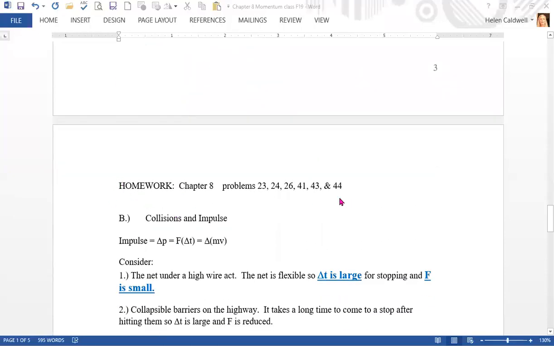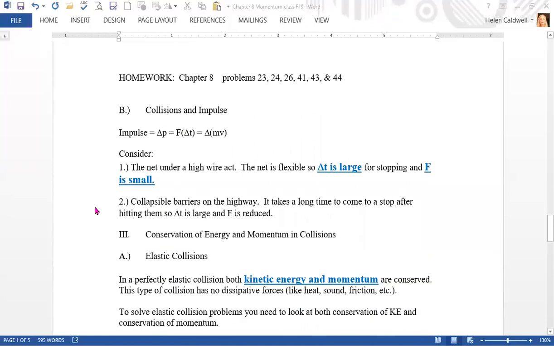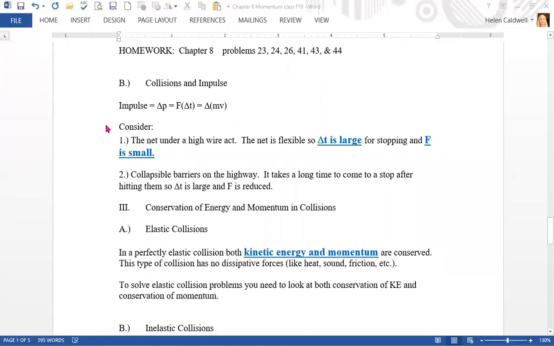So some homework problems, and there's some study guide questions as well. So collision and impulse. Impulse is change in momentum. And what is important is this part of the relationship. The force times the change in time equals the change in the mass times the velocity. So what we'd like to do is see about how do changes impact your end result.